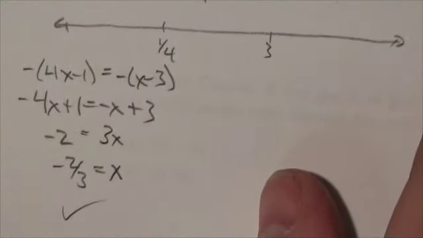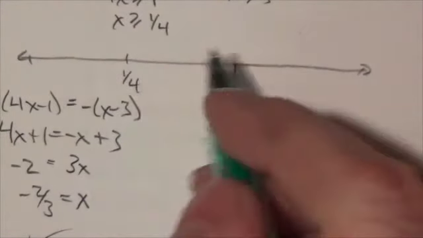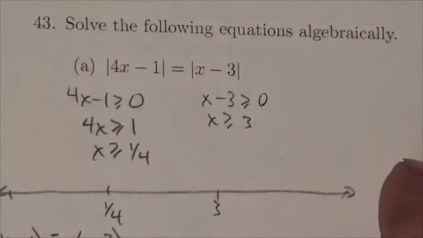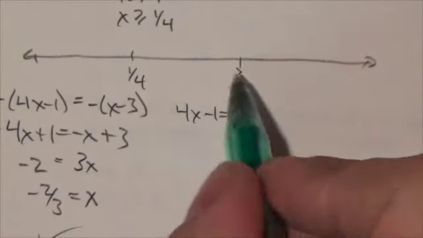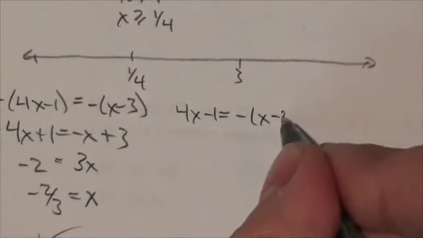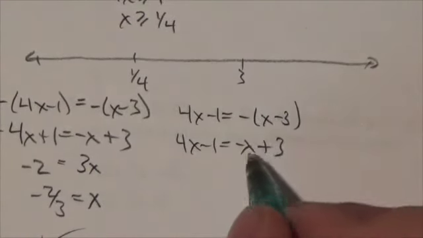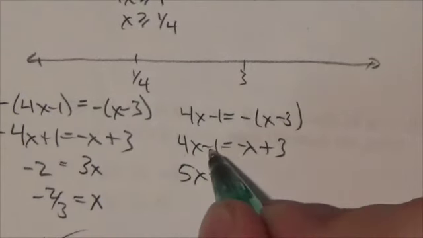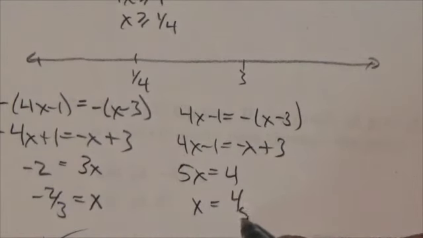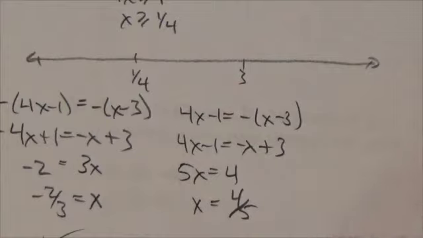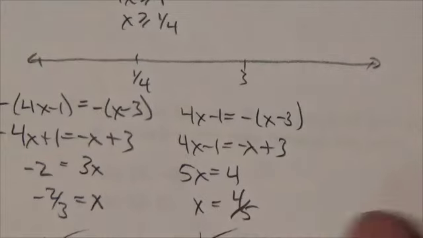Okay, that answer works. Now let's take a look at what happens when I'm in between those two. When I'm to the right of 1/4, 4x minus 1 will be positive, so it doesn't need to be changed here. So this will end up being 4x minus 1, but because I'm still to the left of 3, this will end up being negative (x minus 3). So 4x minus 1 will equal negative x plus 3. I'll bring the x over to get 5x is equal to, bring the negative 1 over, so I'll add and I'll get 4. So x is equal to 4/5. Is 4/5 between 1/4 and 3? The answer is yes, so that answer works.